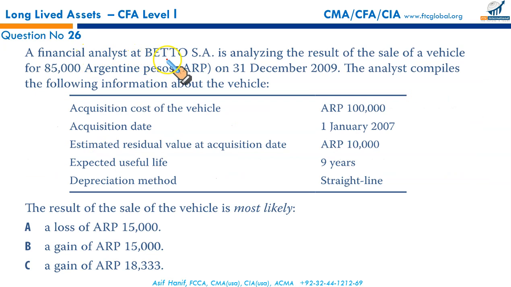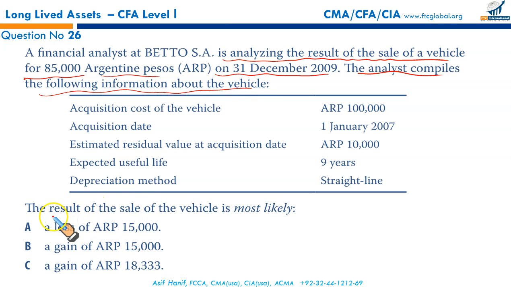A financial analyst at Beto SA is analyzing the results of the sale of a vehicle for 85,000, whatever the currency is, Argentino pesos, on 31st December 2009. The analyst compiles the following information about the vehicle. We need to find whether there was a loss or gain on disposal. To determine the gain or loss on disposal, we just have to compare two things: the net book value or the carrying value versus the disposal proceeds. Disposal proceeds have been given as 85,000 Argentino pesos.